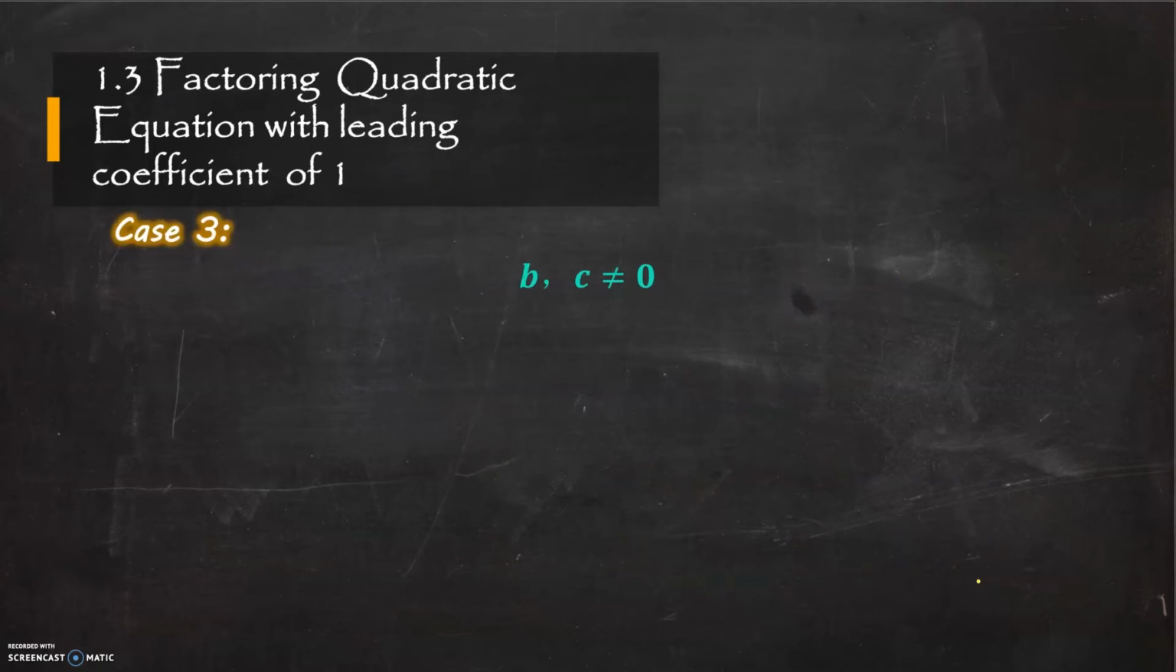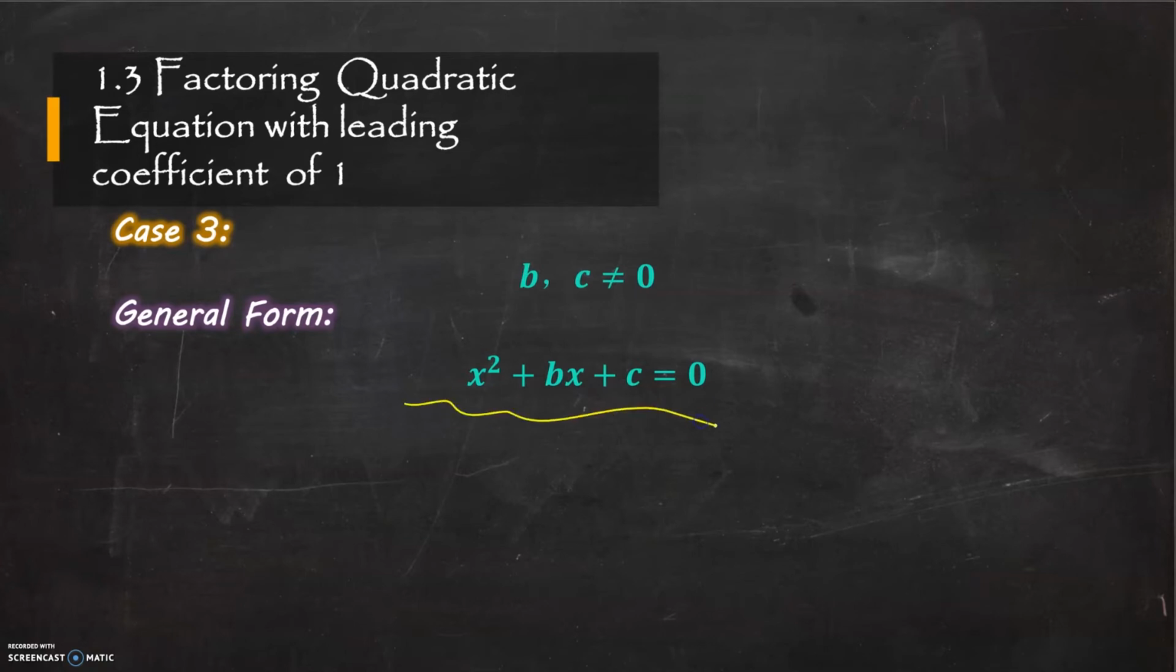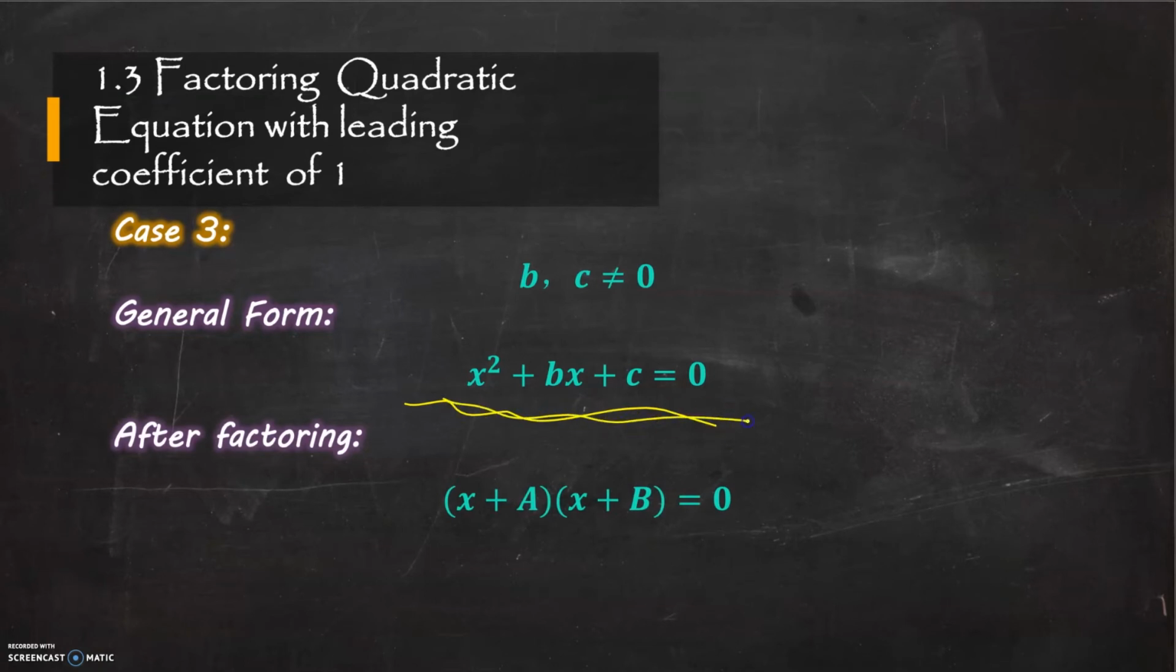Here comes the third case, and this is the most complicated one. Since we don't have any 0 here for those two coefficients, suppose we have b and c not equal to 0. And we would just have the general form for that. So now, think about it. If this equation can be factored, then we always can have an equation after factoring, which is x plus a times x plus b. So now we're going to do the reverse process.